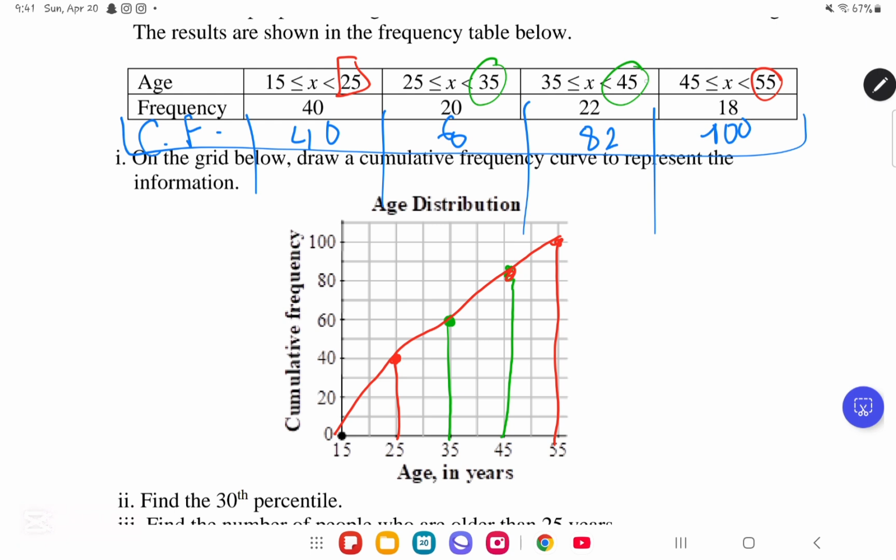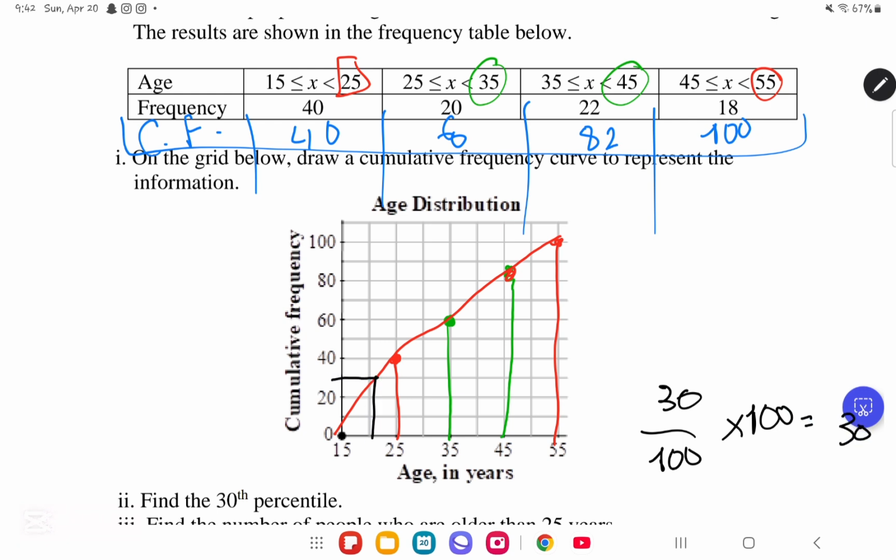Now for parts 2 and 3, I will read them off the paper because I need the graph. I'm not going to draw another graph, okay? I'm going to keep this. They said they want the 30th percentile. To find the 30th percentile, you're going to do 30 over 100 times the total cumulative frequency, which is 100. So you're going to go to 30. You will go to the value 30. You will see it's over here.